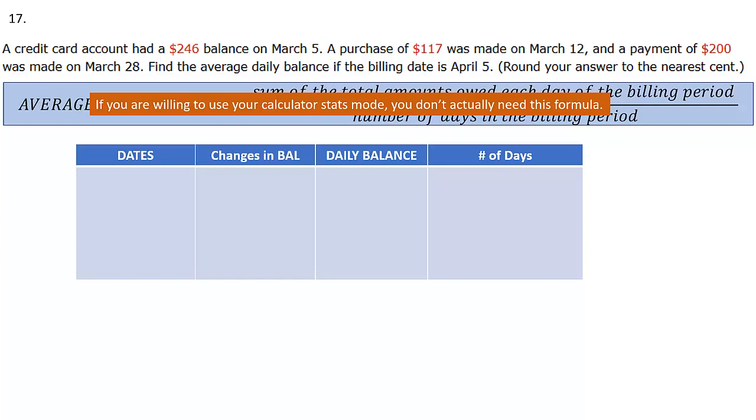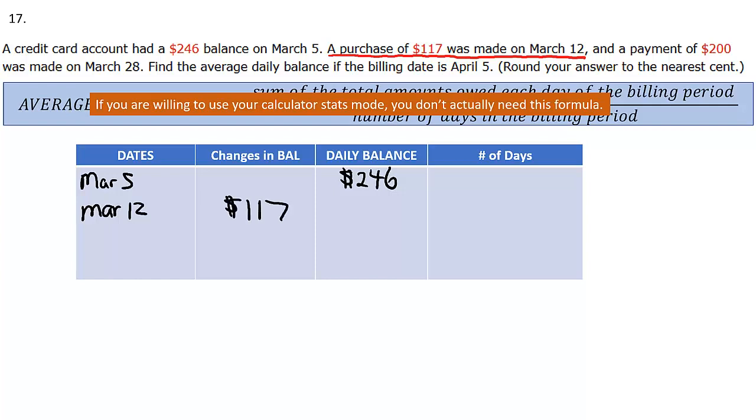So what you do is you go to the problem and you read, and you find the first date mentioned in the problem where something happened on that credit card account. And if you read through, March the 5th was the opening day of the account, and it had a balance of $246. So you start off the table on March the 5th and give the credit card account a balance of $246. And then you move through and find the next date. If you read through there, the next date mentioned is March the 12th. So you want to write March the 12th down on the next line of the table.